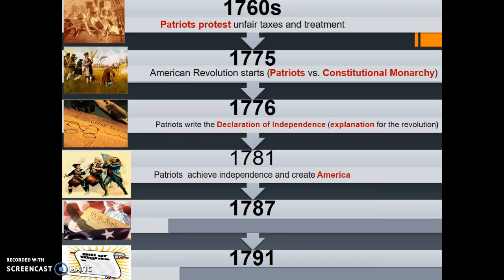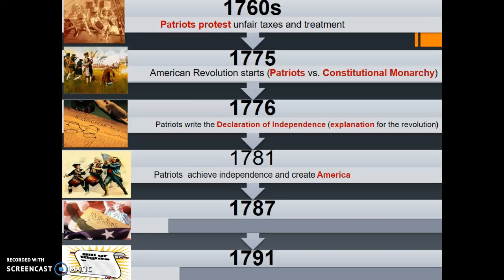Now in 1781, after the Declaration of Independence was written, we finally have the American Revolution end. The American Revolution ends with the Patriots defeating the Redcoats, defeating the soldiers of Britain's constitutional monarchy. And since they were able to win the American Revolution, these Patriots are basically able to break away from the British Empire, create their own country, name their own country America, and now they call themselves American. They no longer consider themselves to be British citizens or part of the British Empire.